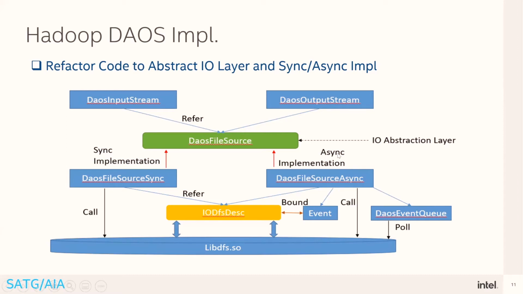For the asynchronous implementation, first of all, we need a DFS IO description object to describe the IO to DAOS. Then we need to get an event from the DAOS event queue, which is bound to the DFS IO description object. After that, we can call the DAOS asynchronous method. Later, we can poll its completion from DAOS using the DAOS event queue.